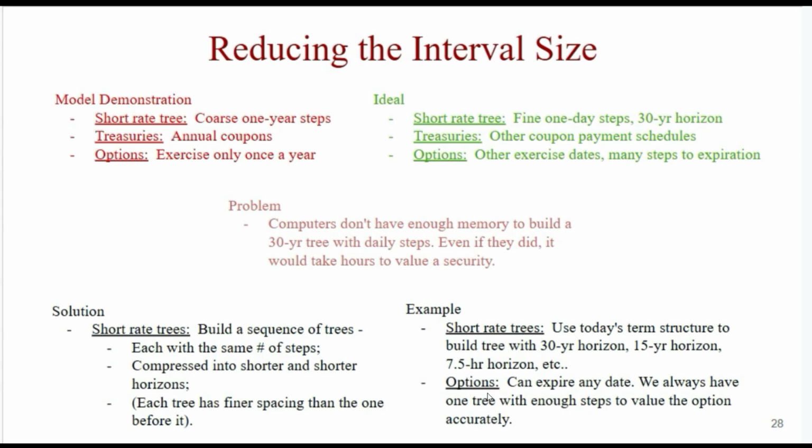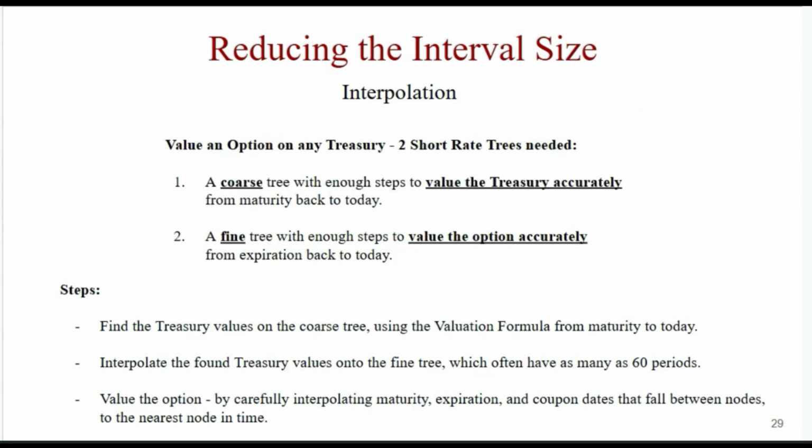This way, no matter when the option expires, there's always one tree with enough steps to value the option accurately. So to accurately value an option on any Treasury, we would use 2 trees. A coarse tree with enough steps to value the Treasury accurately from its maturity back to today, and a fine tree with enough steps to value the option accurately from its expiration back to today.